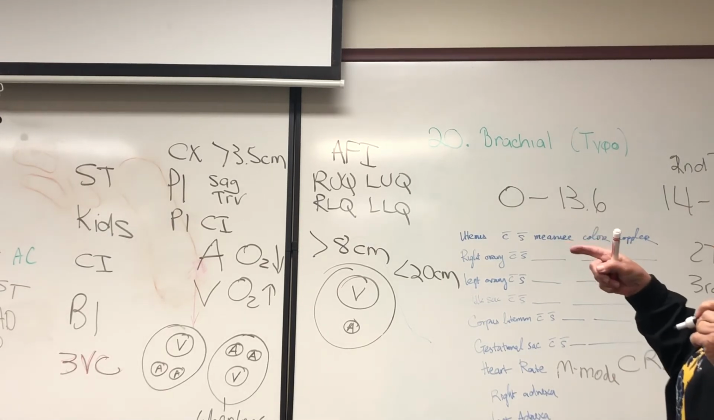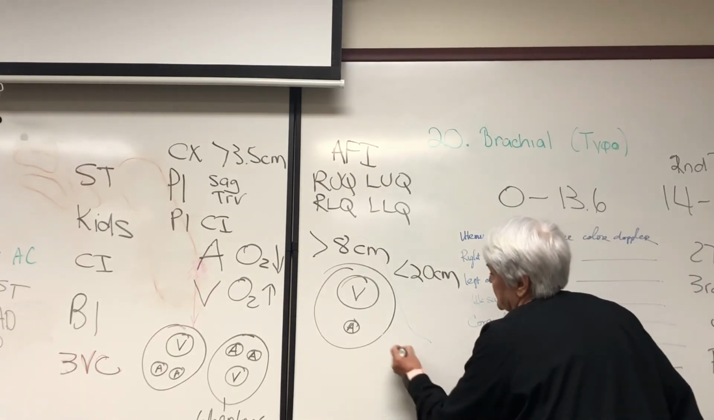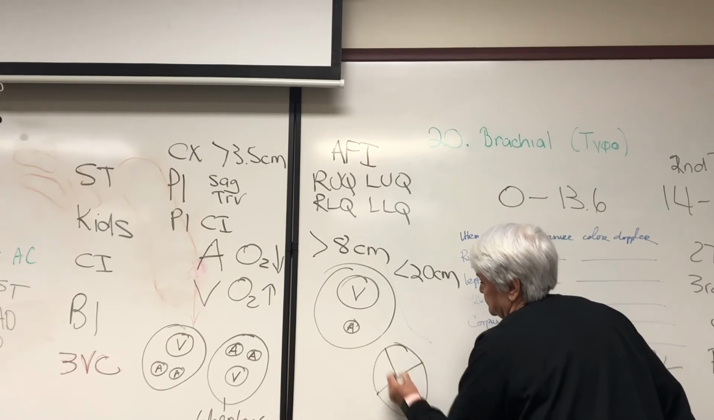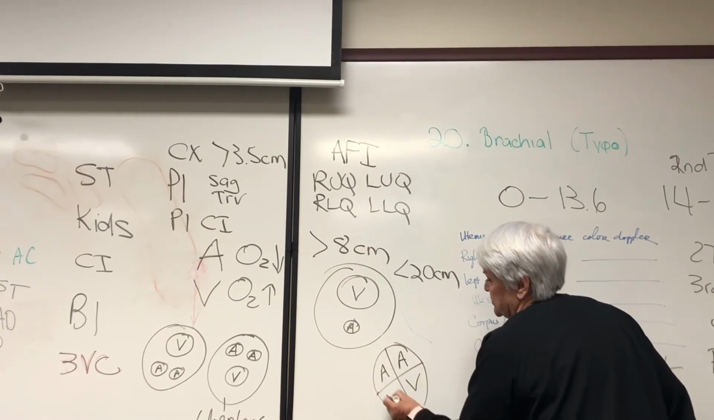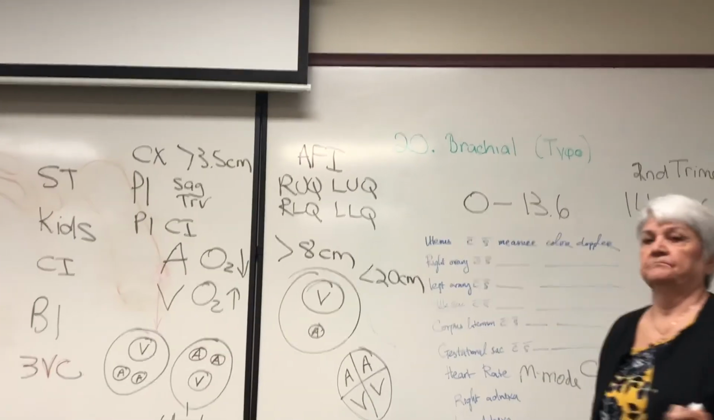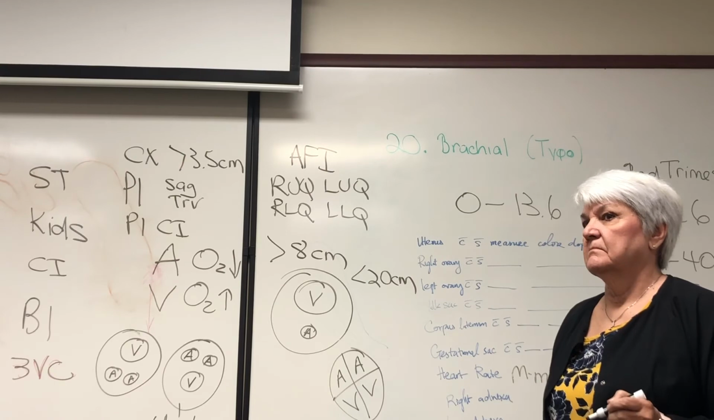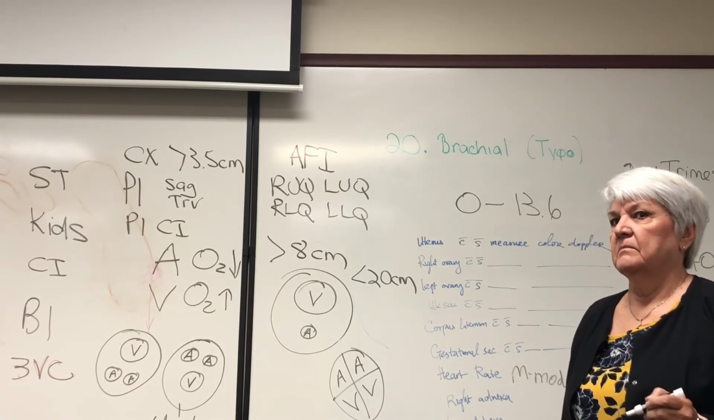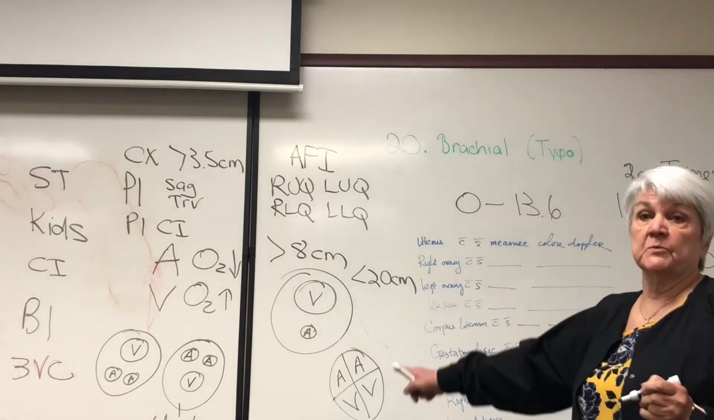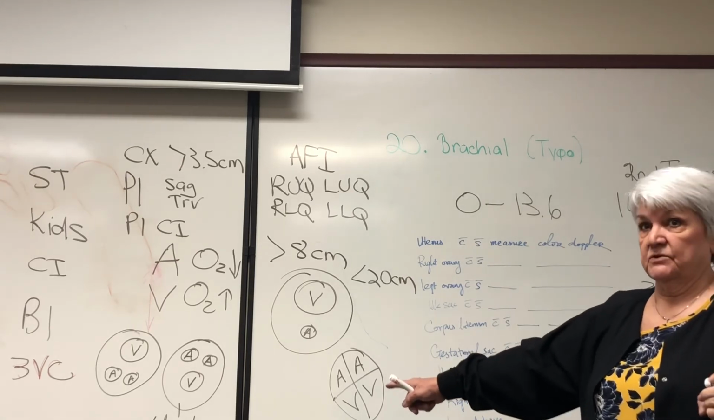Stomach, kidneys, cord insertion, femur length. Then you need a 4-chamber heart. Here's an atria, a ventricle, a ventricle. In which trimester do we do all this? First trimester? No, in the first trimester you're not gonna see the heart. Second and third trimester is what we're talking about.